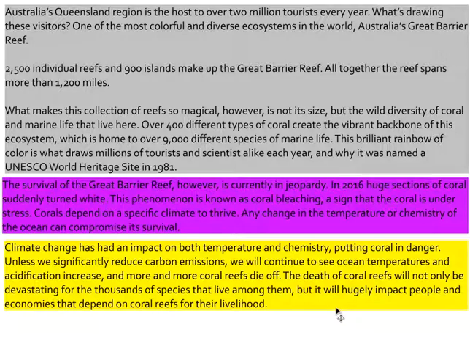And here's my second two subtopics. The death of coral reefs will not only be devastating for thousands of species, so there's my second, the impact on the biodiversity of the coral reefs, but it will hugely impact people and economies that depend on the coral reefs for their livelihood. So there's going to be my last subtopic.